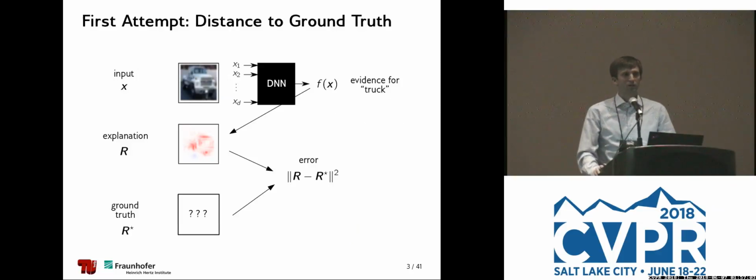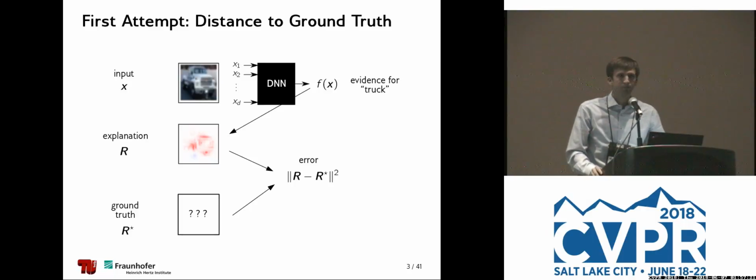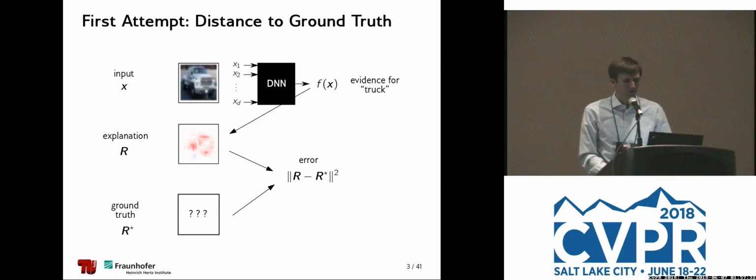One natural approach would be to say, well, maybe we have ground truth heat maps. So the idea would be that we have an input which is being classified by a DNN. Here it's a good one. It finds evidence for truck. Then it explains it. It produces a heat map. And then somehow we have to come up with some ground truth heat map and then compute the error. So what would be the ground truth? It would be some kind of highlighting of which pixels we believe the DNN has come up with for the class truck. And that might be feasible.